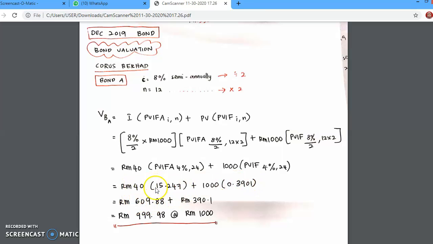Kan? Done. And you have to times this one. 40 times 15.247, you will get 609.88. And then plus this one, 390.1. Plus again, you will get 999.98 or almost equal to 1,000. So this is the intrinsic value of the bond. Almost equal to 1,000. So kita boleh katakan nilai intrinsic value dia hampir sama dengan nilai par value dia 1,000. So almost sama.